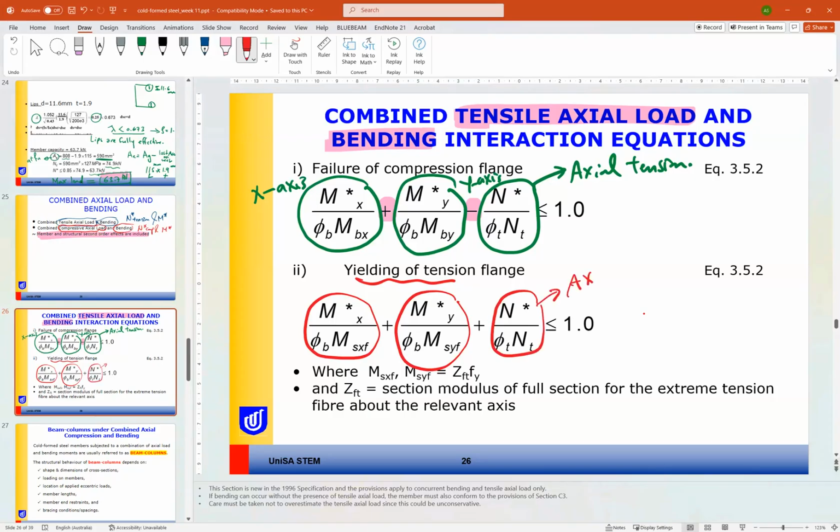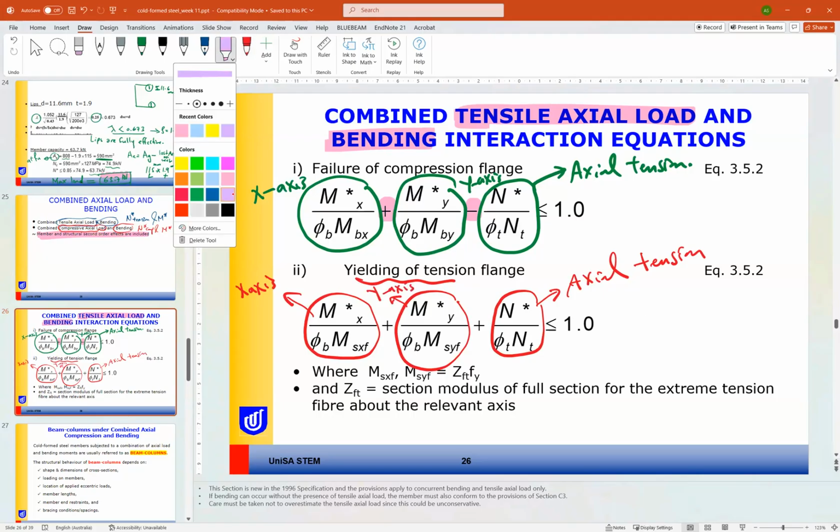One for the axial tension, and one for moment about the x axis, one for the moment about the y axis. The main thing to consider here is that the two signs are positive because we are checking tension failure of the flange. Here we have negative because we are checking what? The compression failure of the flange.